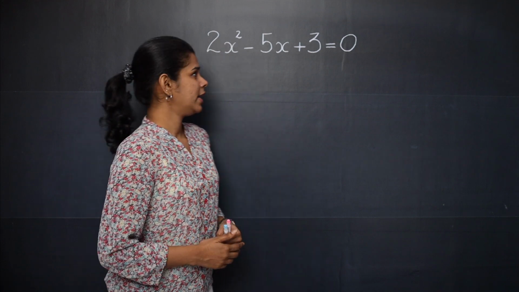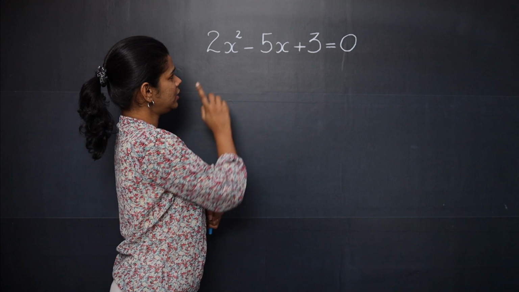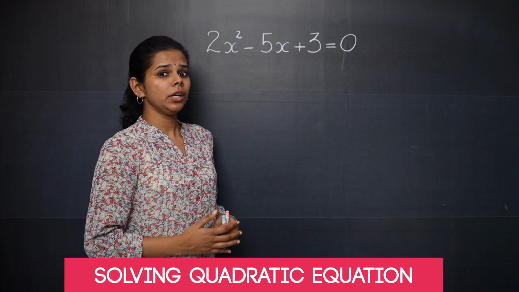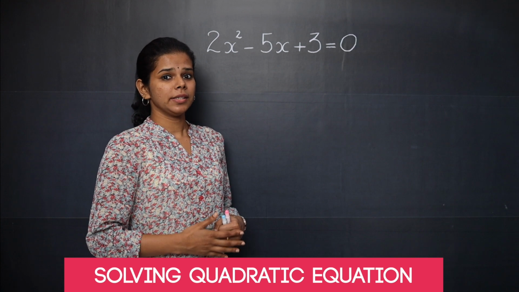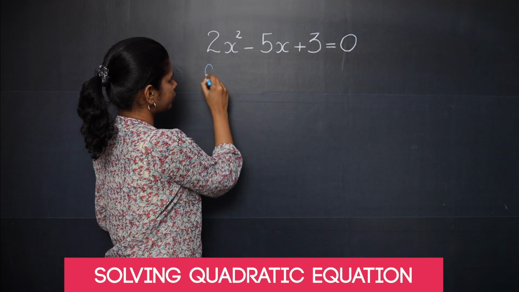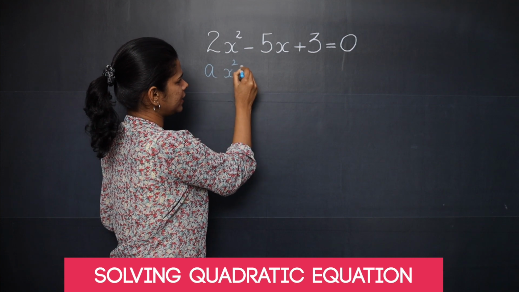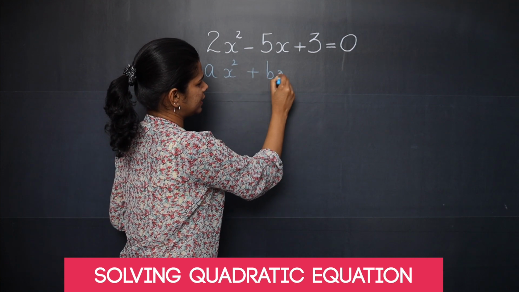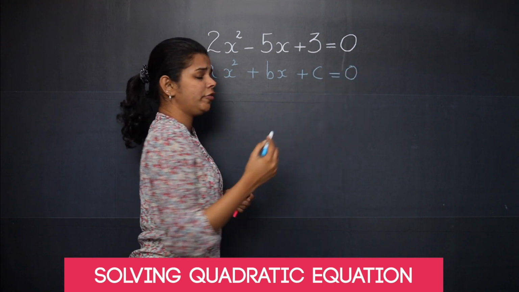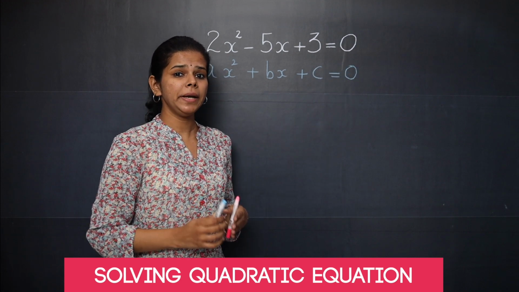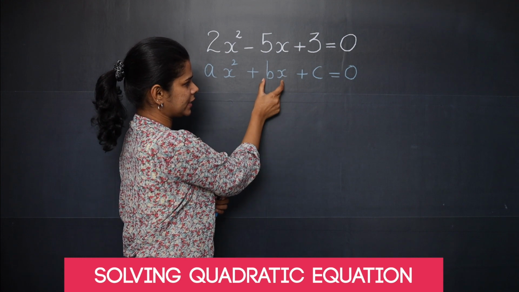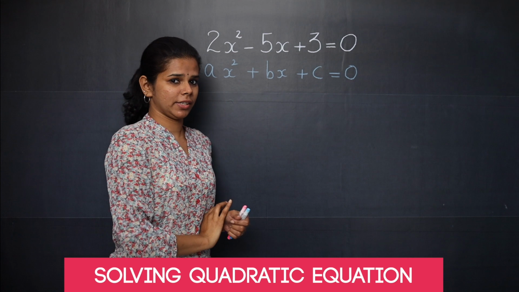So here, let's start. This is a quadratic equation. Let us just think about the quadratic standard form: ax square plus bx plus c equal to 0. We are going to split the middle term here. Which is the middle term here? bx, that is negative 5x.